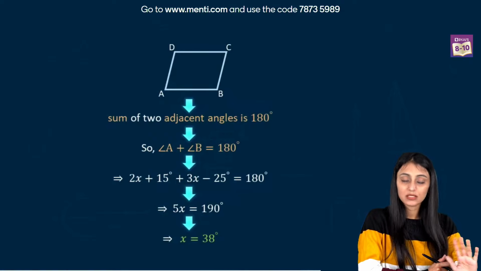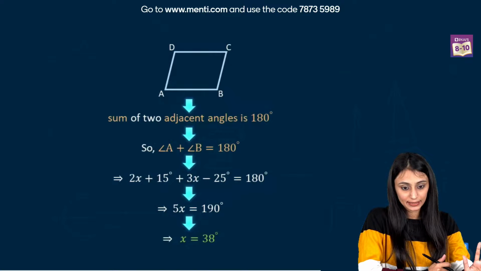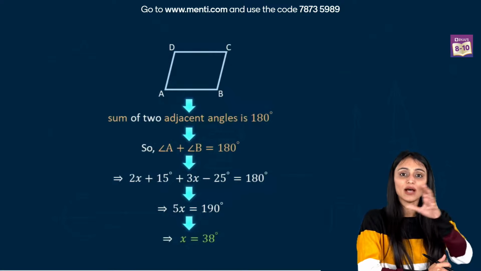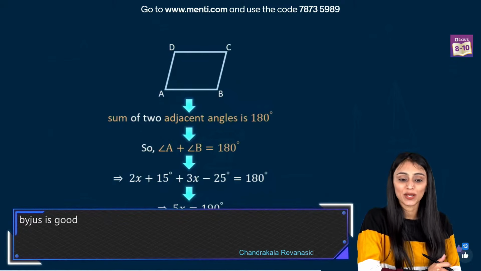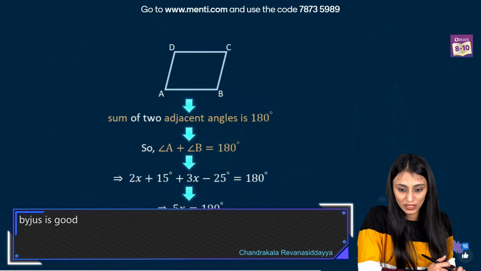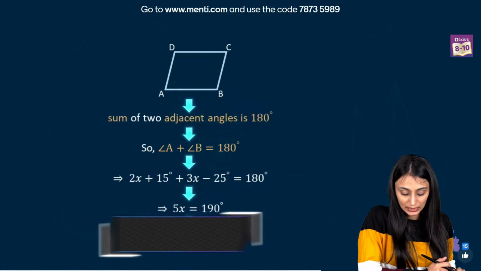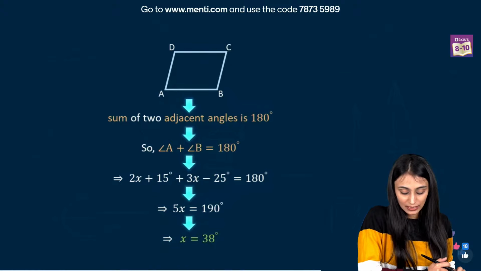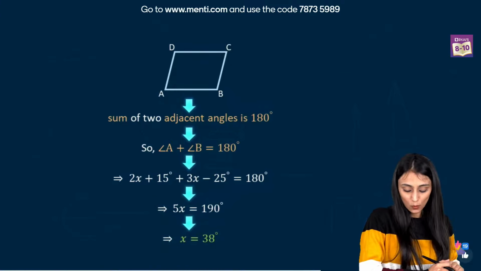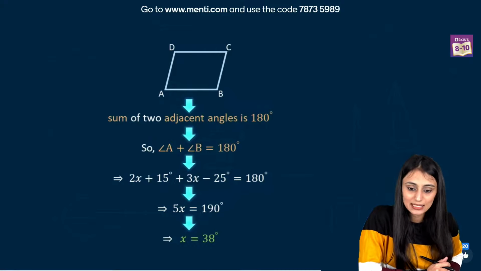Let's check the solution. This is the parallelogram, right? And we know that the sum of adjacent angles is 180 degrees. So angle A plus angle B would be 180 degrees. Let's put the values of angle A and angle B over here. That's 2x plus 15 plus 3x minus 25 equals 180 degrees, which is 5x. Take the constants to the other side. We have 190, so x is 38 degrees. That's the value.